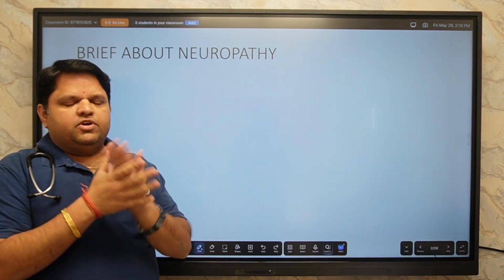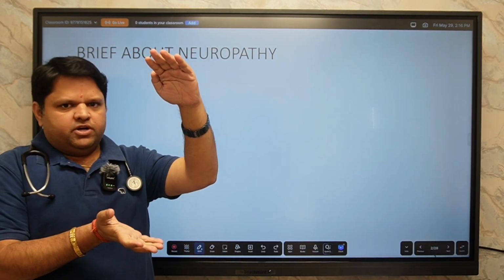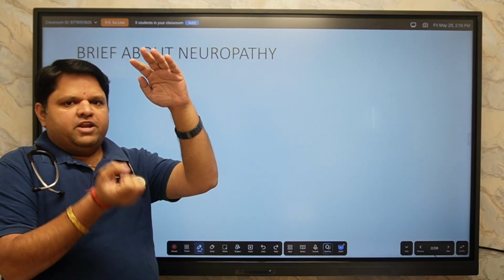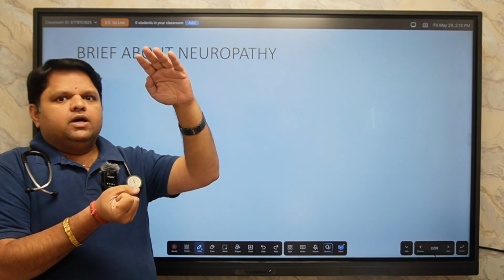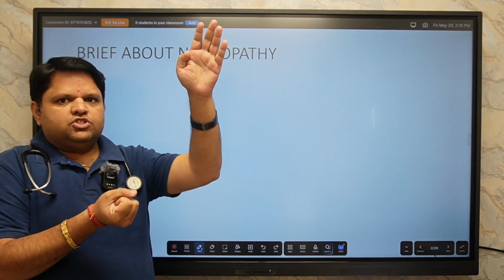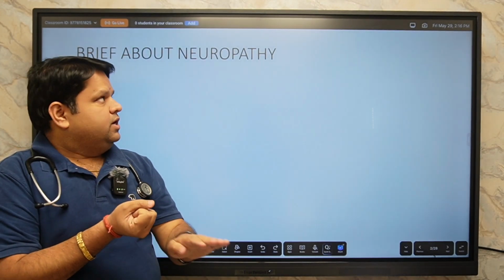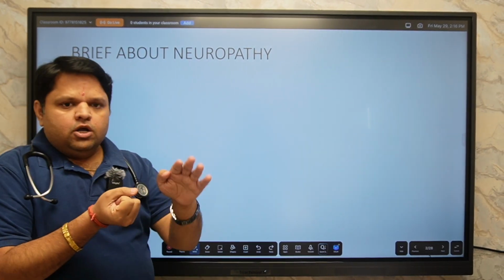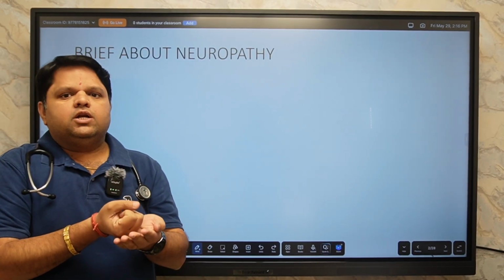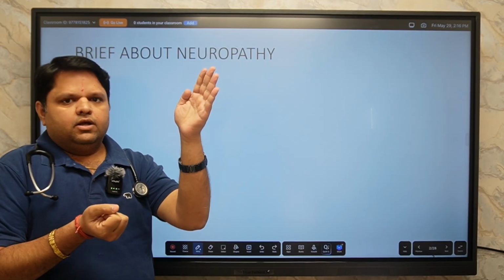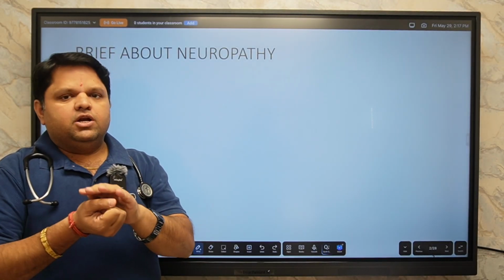Basically, we have two types of nervous system: central nervous system and the peripheral nervous system. The work of the peripheral nervous system is to convey the message from the central nervous system to the definitive organ in the body, or to carry message from the organ or muscle to the brain. So this is the role of the peripheral nervous system.